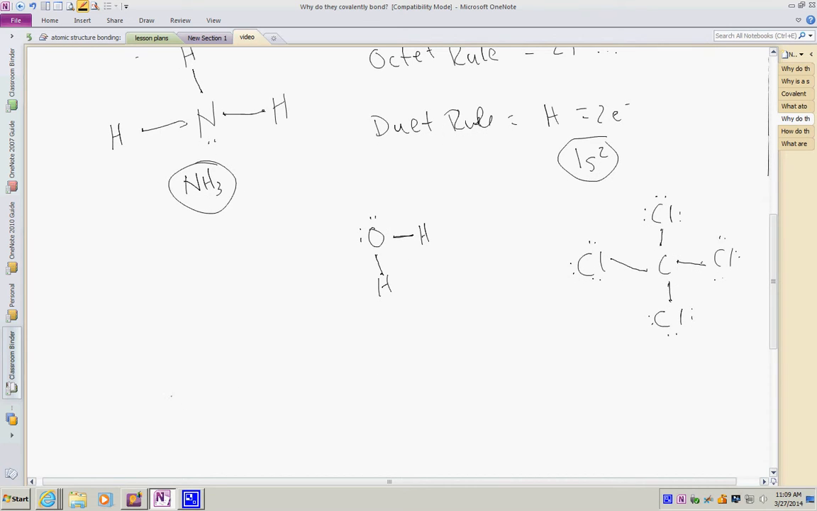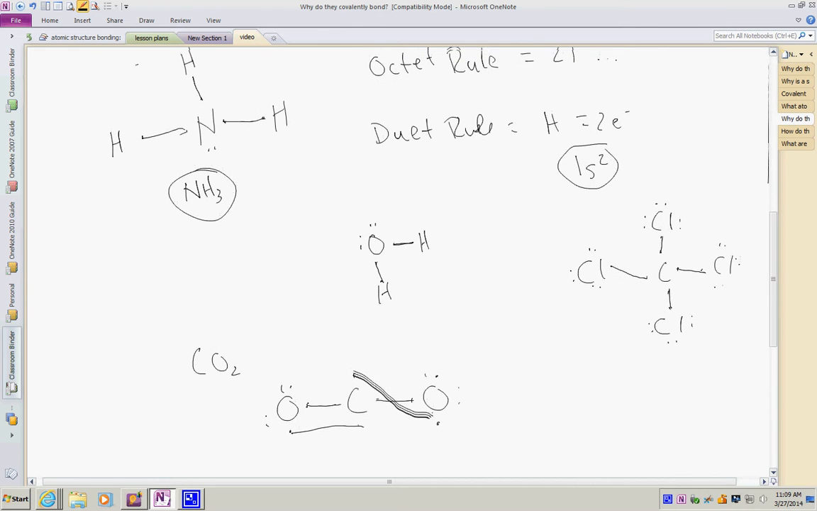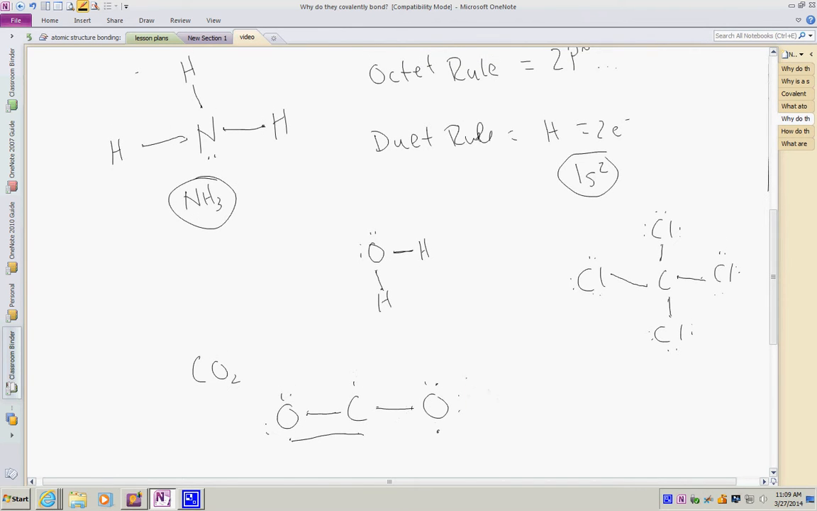And of course, the same thing works if we have carbon dioxide, where we have carbon 1, 2, 3, 4, and oxygen 1, 2, 3, 4, 5, 6, and we have another oxygen here 1, 2, 3, 4, 5, 6, and these guys will share two pairs. One share here, here, here, and I'm going to put this one right here. And right there. So that would be another way of drawing it.